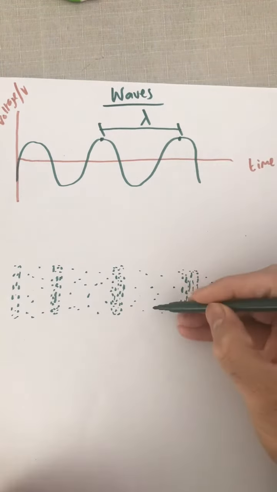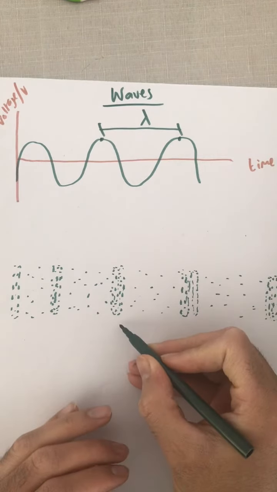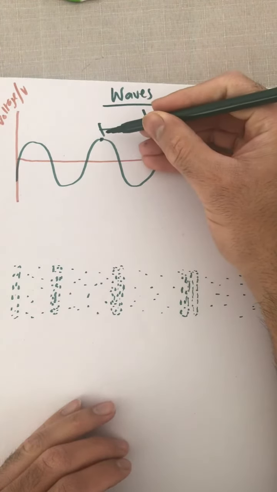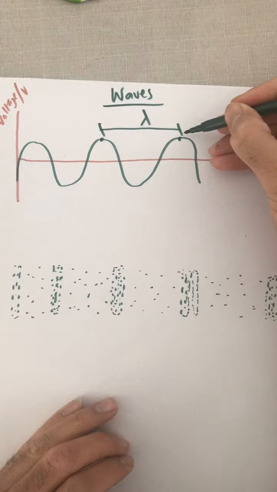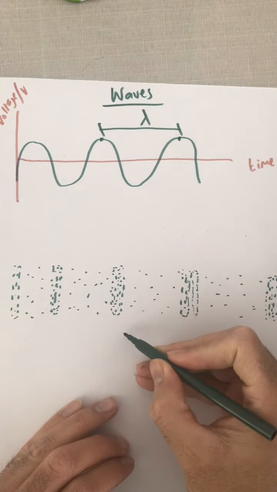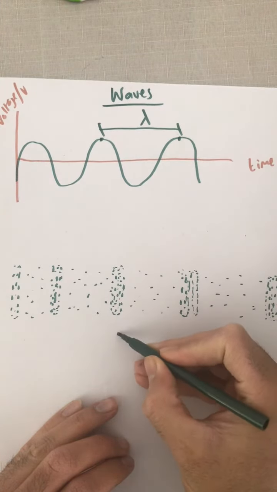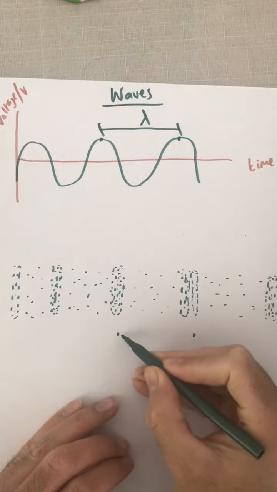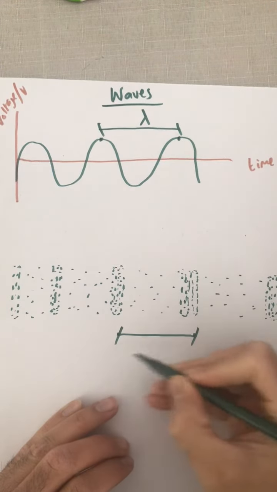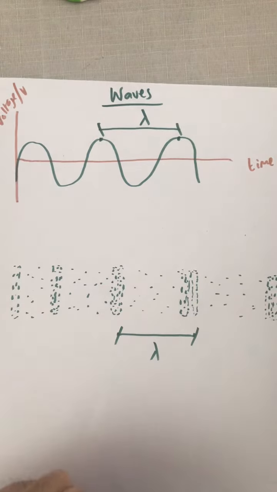So how do we do that on this diagram? Well, on this one we've gone from the same position to the other same position, and we do exactly the same on this one. We go from this point, which is that, to this point over here. So that there, for me, is a wavelength.